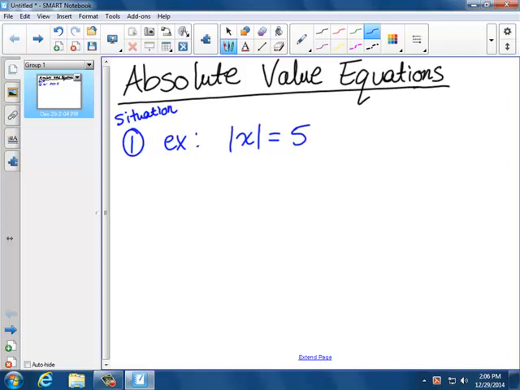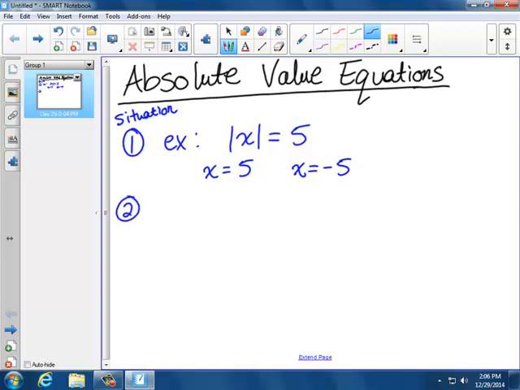So let me think about that. What are the answers I could have? What could x be to make that true? I mean, it could be 5. Obviously, if I put in the absolute value of 5, it's 5. But what else? There's something else. Negative 5, because the absolute value of negative 5 is 5. So both of those x's work for that equation.